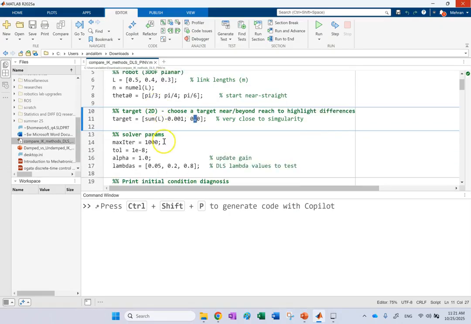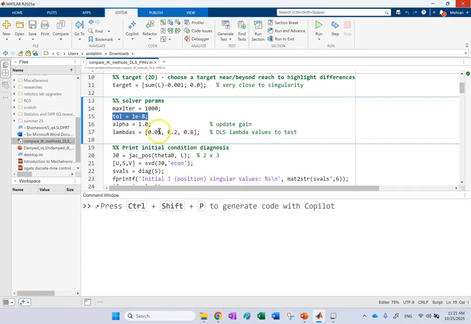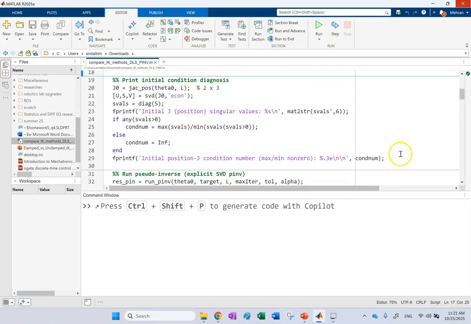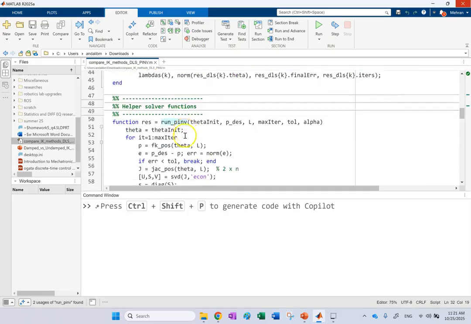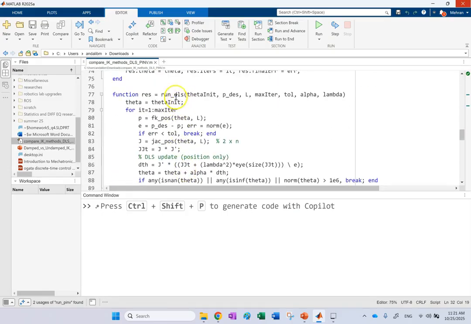And now I allow 1,000 iterations, a tolerance for the pose error of 10 to the negative 8. This is my gain that I multiply by delta theta for my iterative method. And I'm going to run the DLS method for 3 different values of lambda for you, 0.05, 0.2, and 0.8, all of them in that range I suggested. So here, first we check, make sure that initially whether you are in a singular position or not. Then we run this function, run PINV, and next we run the other one, which is for run DLS.